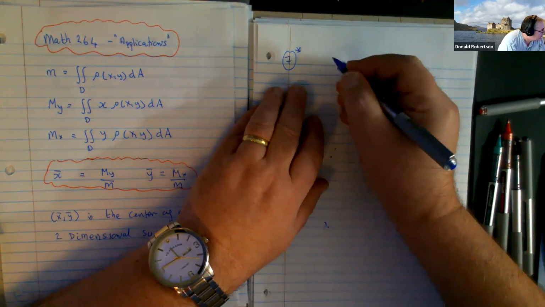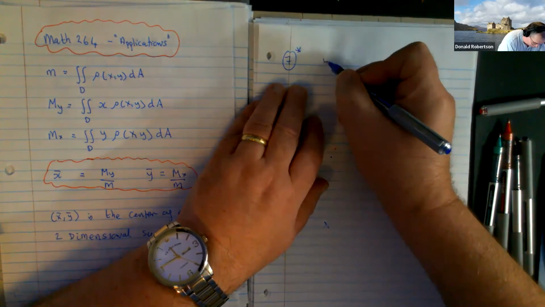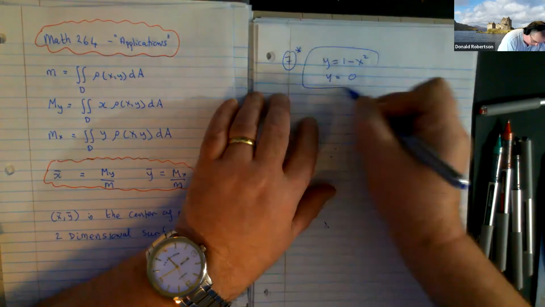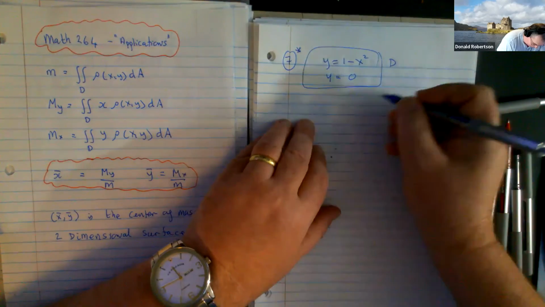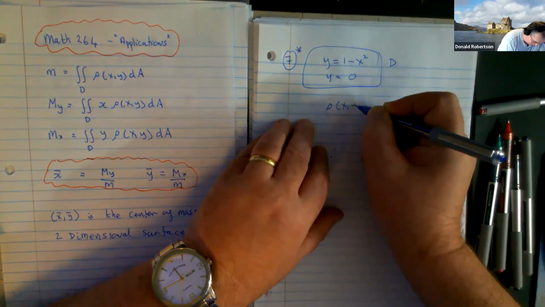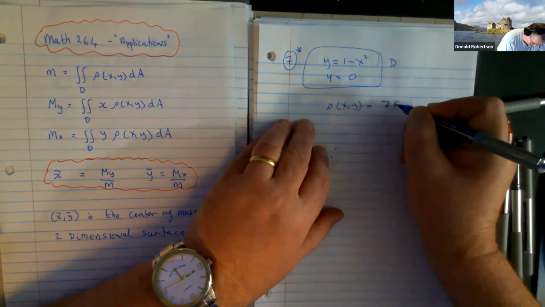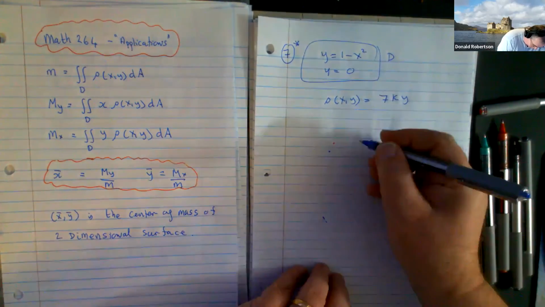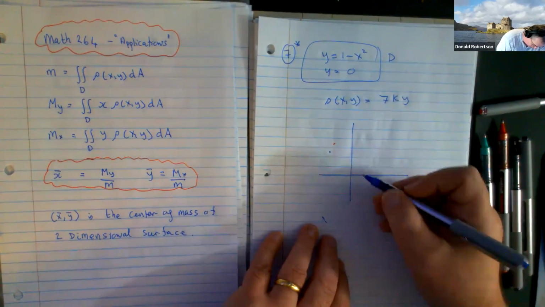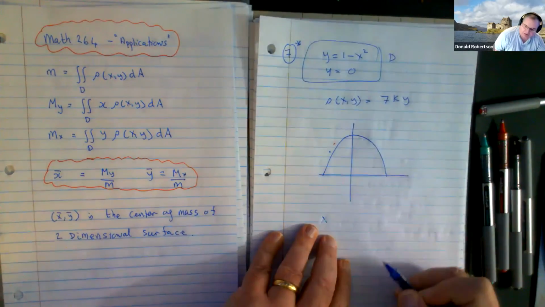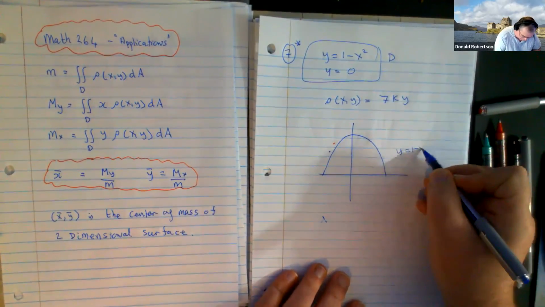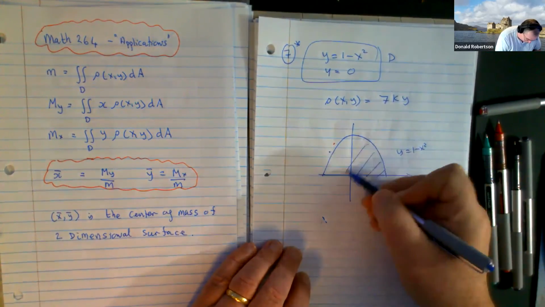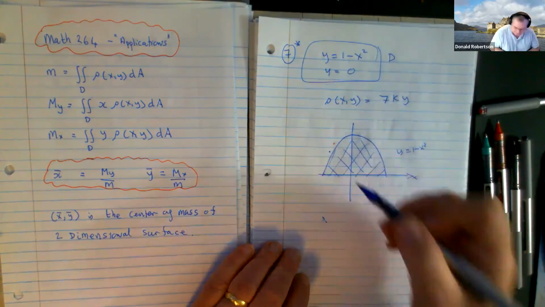We know that D is y equals 1 minus x squared and y equals 0. So that's going to be our region D, and our density function is going to be 7ky. If you plot 1 minus x squared, it looks like this. Y equals 0 happens to be the x-axis. So the region they're talking about is this region here.